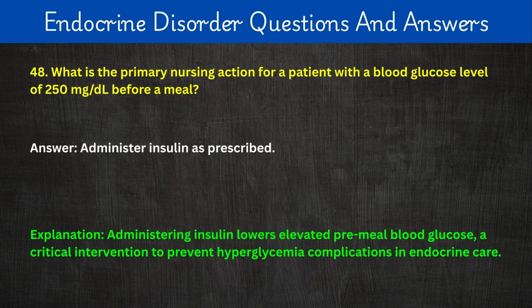48. What is the primary nursing action for a patient with a blood glucose level of 250 milligrams per deciliter before a meal? Answer: administer insulin as prescribed. Explanation: administering insulin lowers elevated pre-meal blood glucose, a critical intervention to prevent hyperglycemia complications in endocrine care.